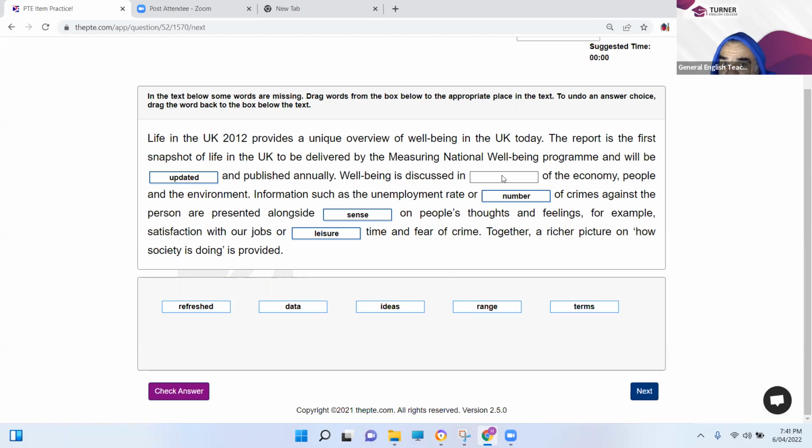There's no negative marking. You have to come up with an answer. Which one? Range? Yeah, range. Okay. In terms of the economy, you say yes. So you see, whenever you come to this problem, Mayuko, say, okay, in the range of the economy, in terms of the economy, in ideas of economy, in data of economy, which one makes sense, okay? And then say, oh, in terms of the economy, that makes sense, okay?